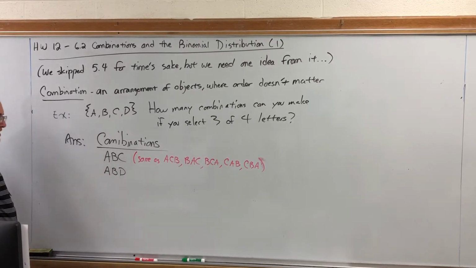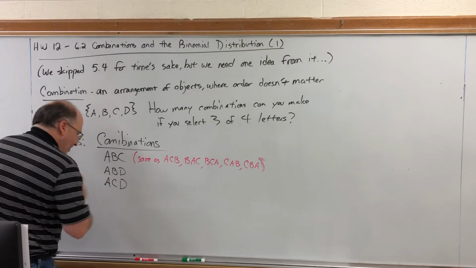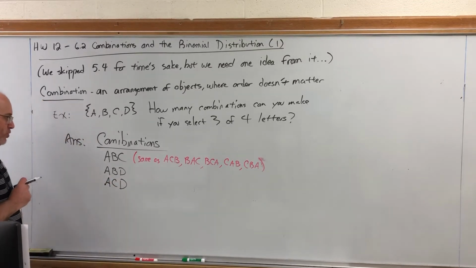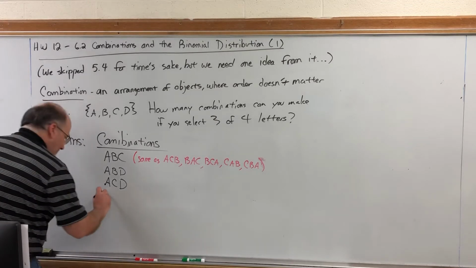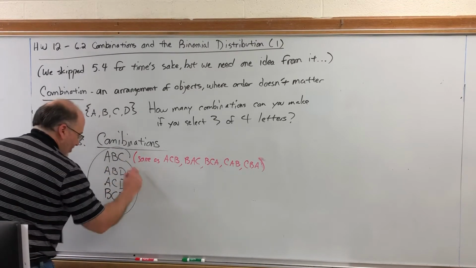So what's another combination? How about ACD? I don't have that one yet. And there's one more combination that's missing. One more group of 3 letters that's not represented if order doesn't matter. And that's the group BCD. So the answer is there are 4 combinations.